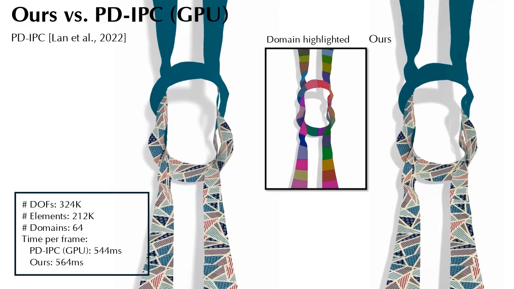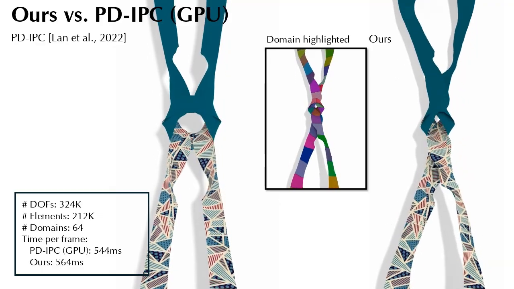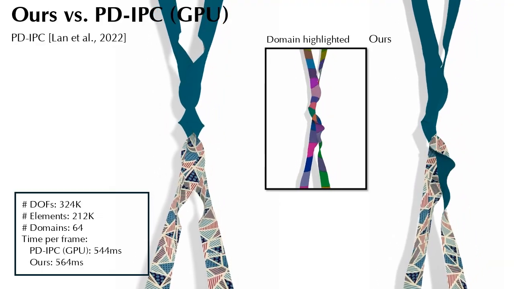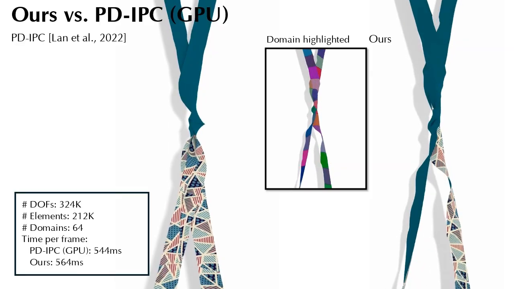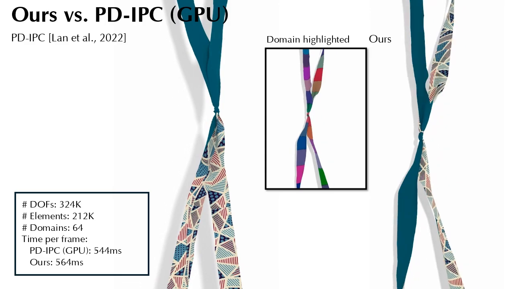In this experiment, we compared our method with the GPU-based PD-IPC solver. We pull 2 strips in opposite directions to create a tight knot. Our method uses 560 milliseconds on average for one time step, while PD-IPC uses 540 milliseconds.